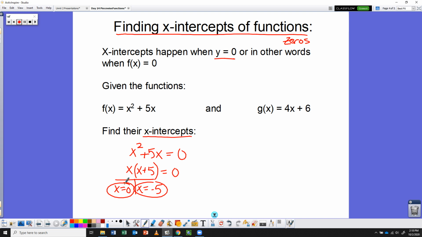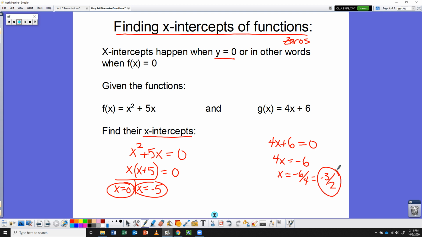G of x being only a linear function means we're going to take that 4x plus 6 and set it equal to 0 and move the 6 over to the other side. So 4x equals -6, and then we'll divide through by 4. You're probably going to want to reduce this, so that's -3/2. Notice how linear equations only have one answer, while quadratics always have 2.